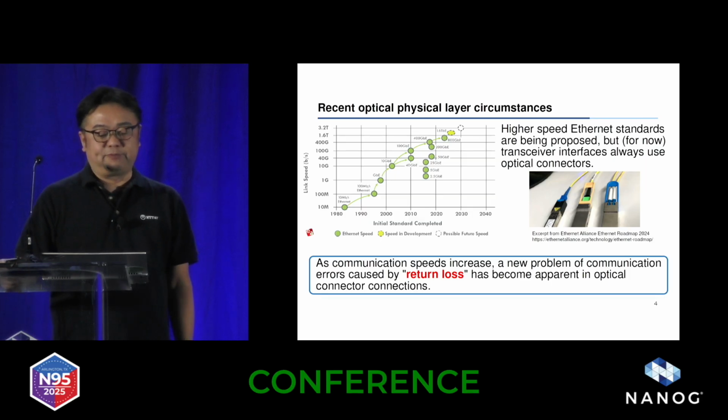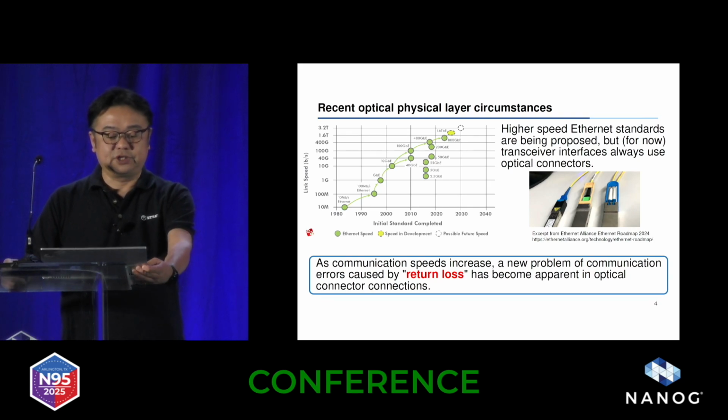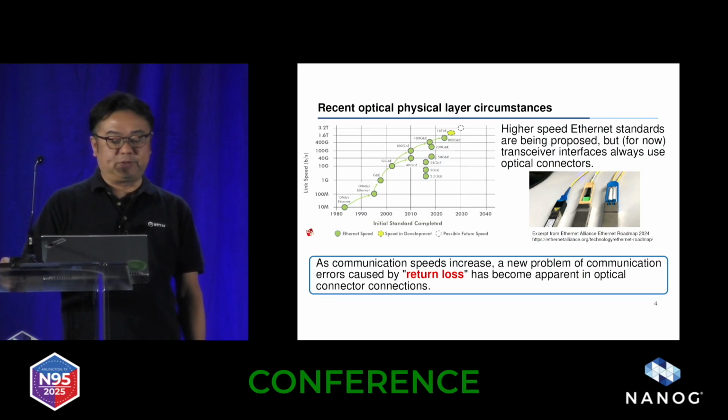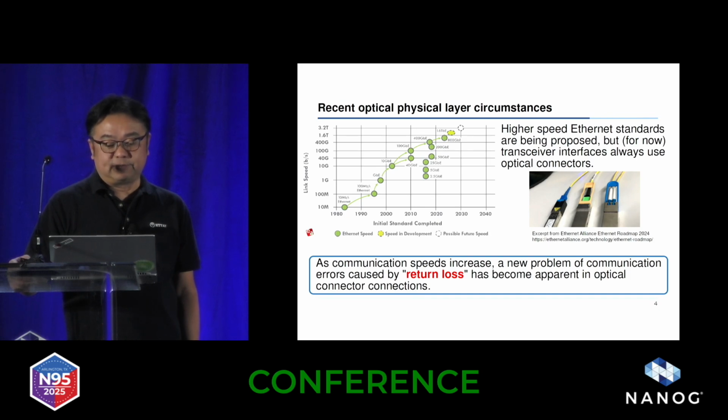Let's start by briefly talking about trends in the Ethernet standard. The graph shows the Ethernet standard that has been completed up to 800G. High-speed communication between GPU servers is also an essential requirement for generative AI, which we hear a lot about these days. As such, high-speed Ethernet standards are being proposed, but optical connectors are always used for the transceiver's interface of each standard, making optical connector connections unavoidable.